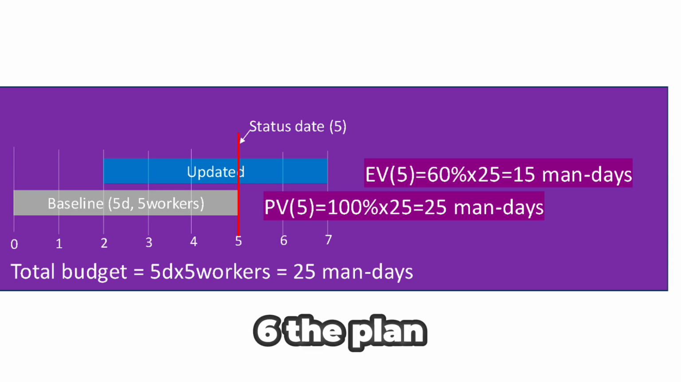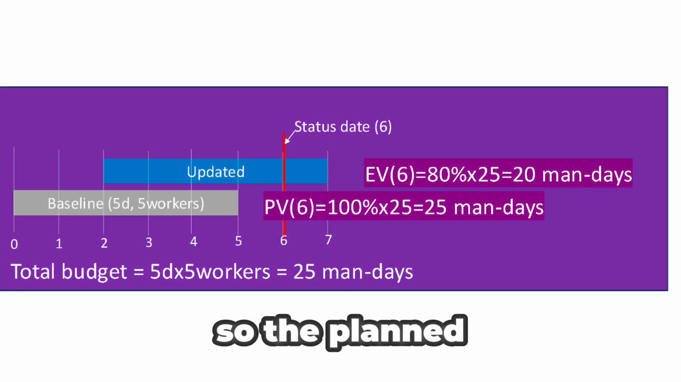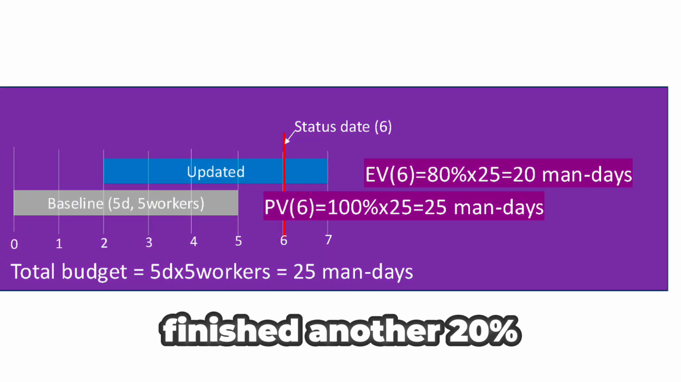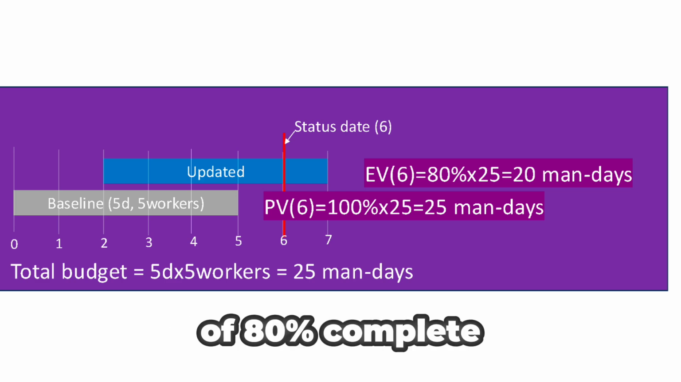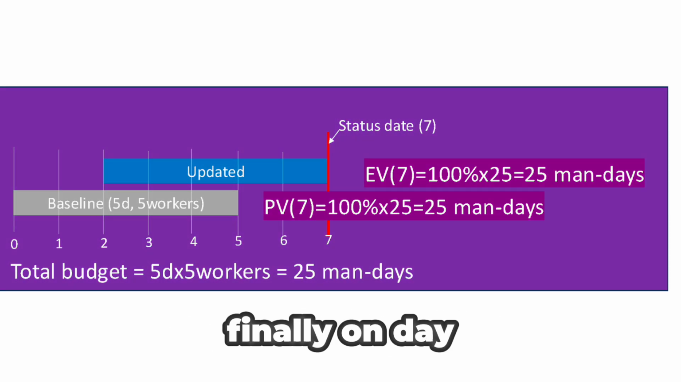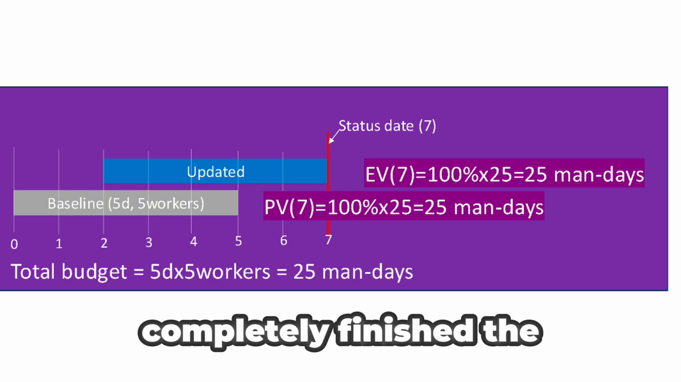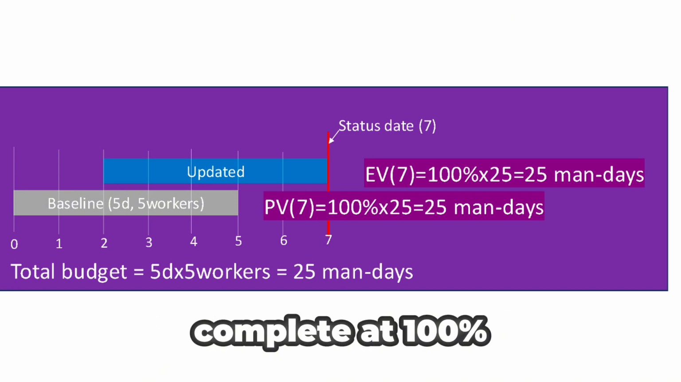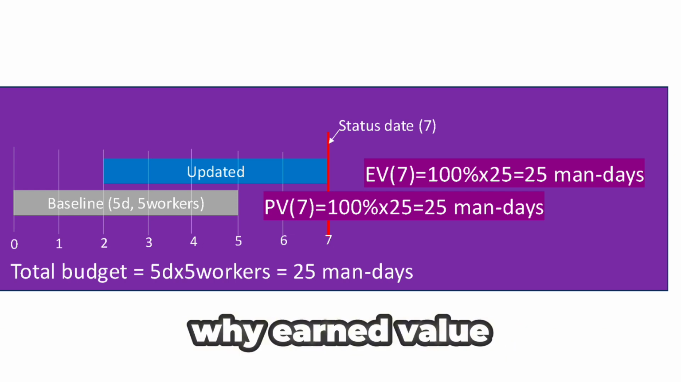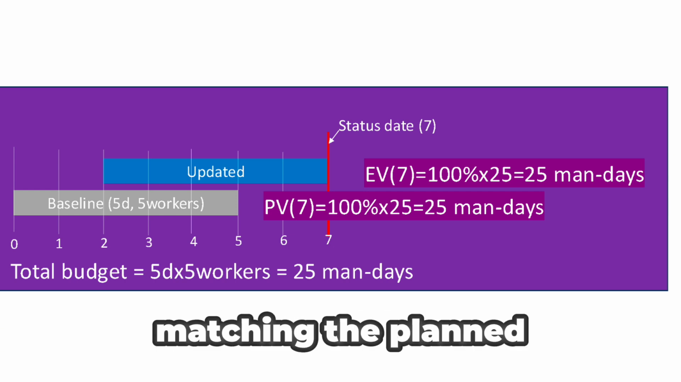Moving into day 6, the plan is finished, so the planned value stays capped at 25 man-days. Today, the team finished another 20% of the work, making a total of 80% complete. So, the earned value is 20 man-days. Finally, on day 7, the crew completely finished the remaining work, putting the percent complete at 100%. The planned value remained at 25 man-days, while earned value increased to 25 man-days, matching the planned value.